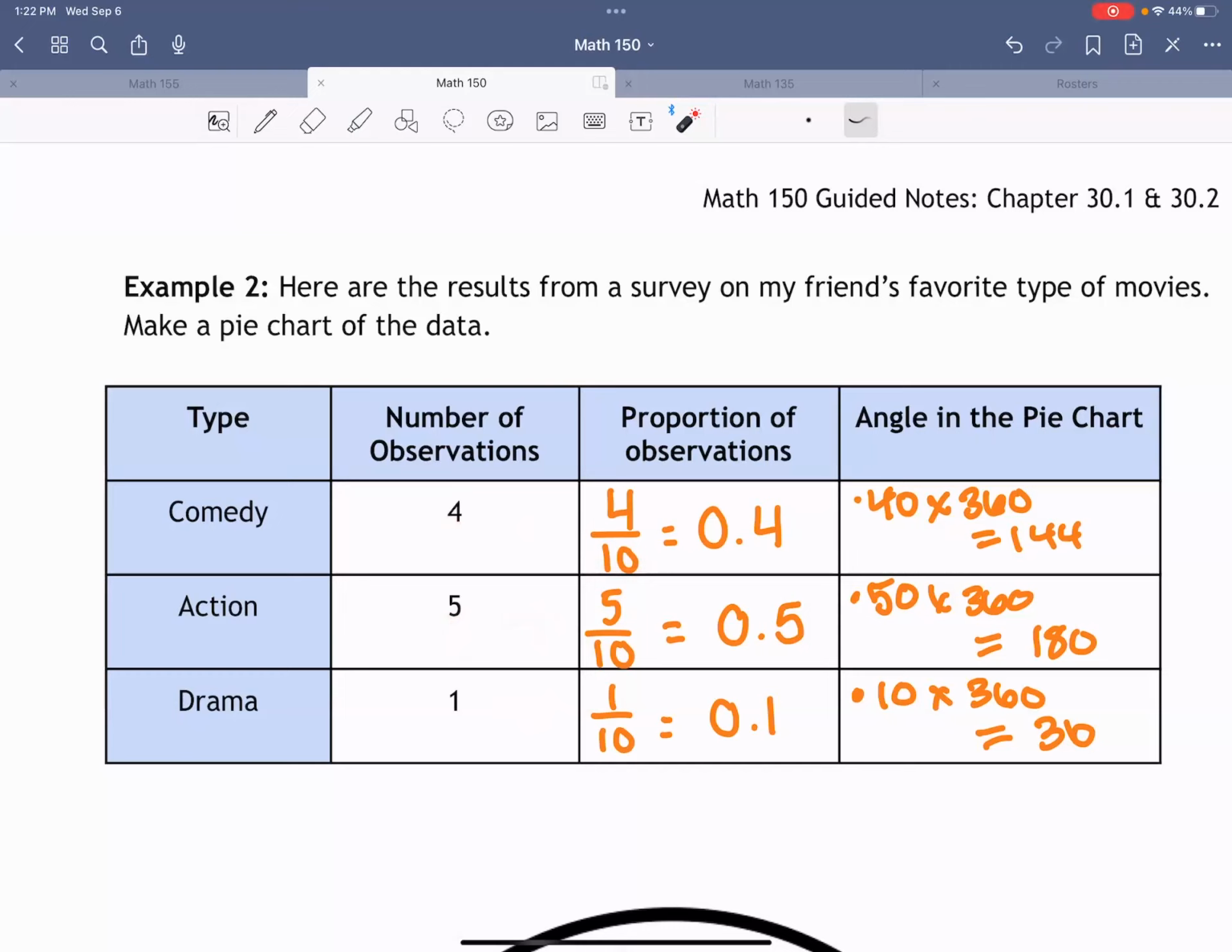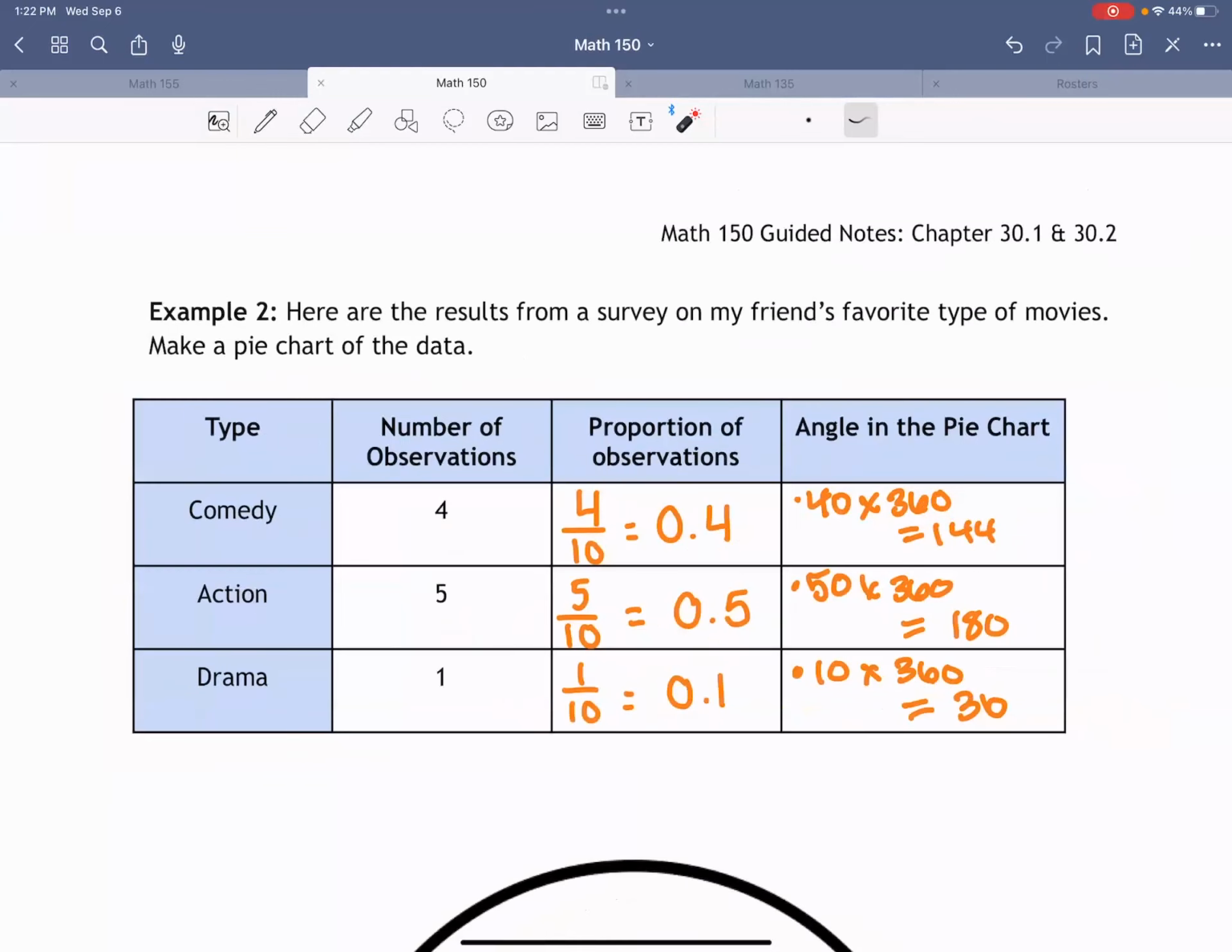Next, we had to do the angle in the pie chart. Emily, do you want to take us through how you got the angles real quick? That is the proportion over... Perfect, right? So just multiplying by 360. Emily did a really good job doing that.